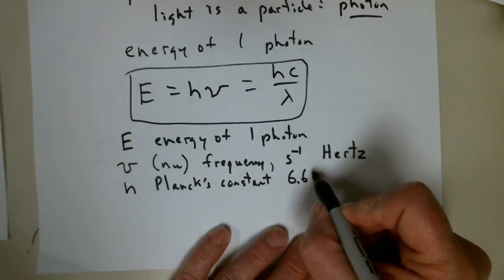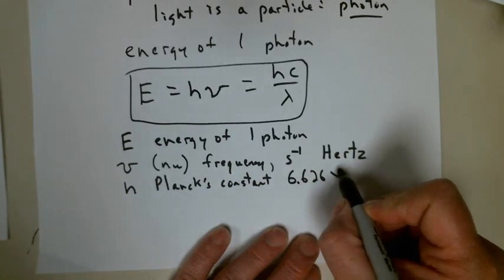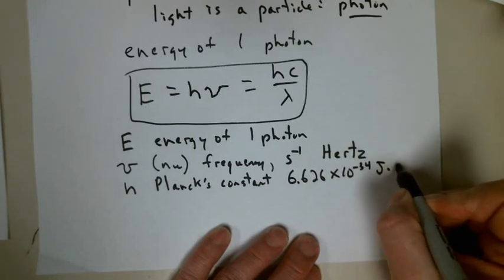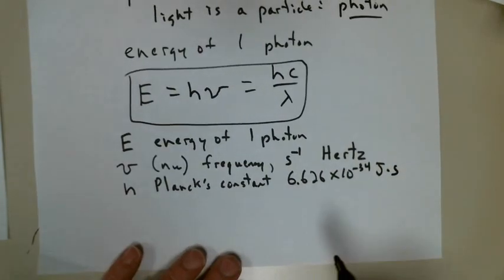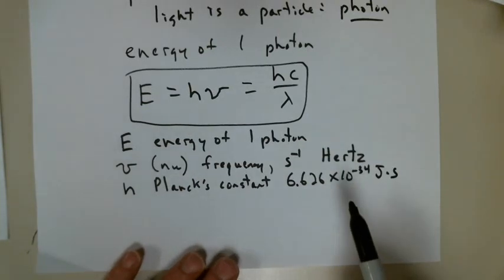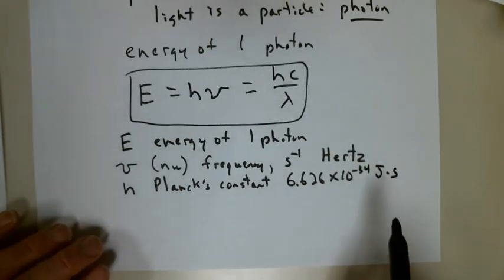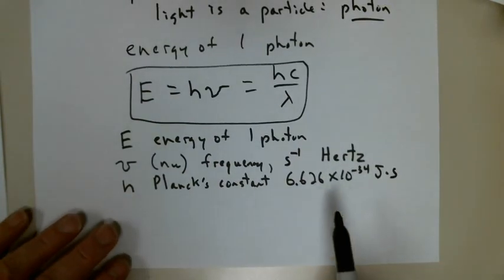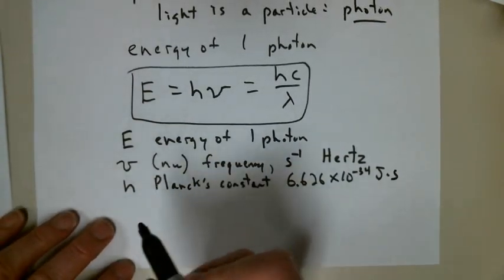So 6.626 times 10 to the minus 34 joules times seconds. So a really tiny number, right? Unbelievably tiny number. The photon energy is really, really small. All right. And of course, I give you this constant. You don't have to memorize that.